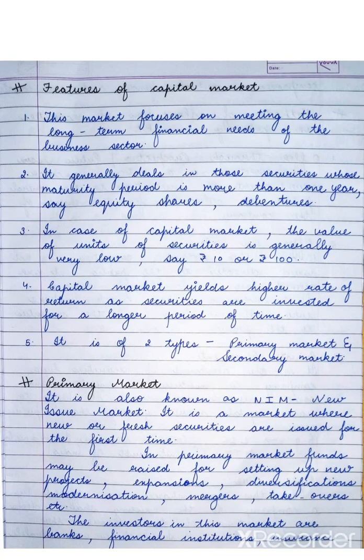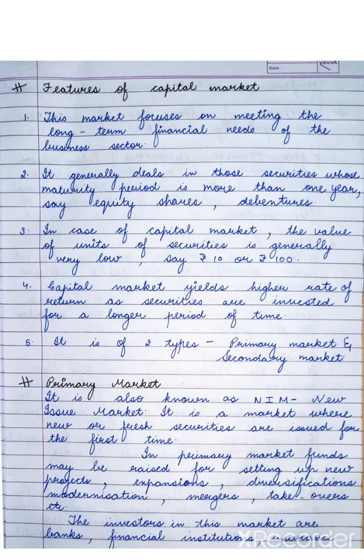Usually, when we are raising finance with the help of equity shares or debentures, we are raising it for a period of 5 years or more. So, capital market deals in those securities in which the maturity period is more than 1 year. Now, the value of securities is generally very low. When we see the value of one share, one debenture, it will be hardly rupees 100, rupees 10. So, the denomination of the securities in case of capital market is very low.